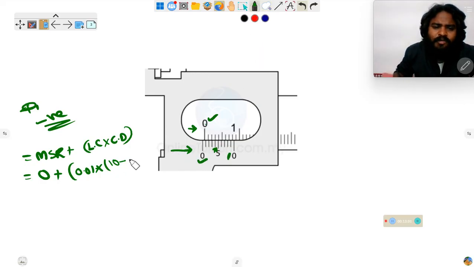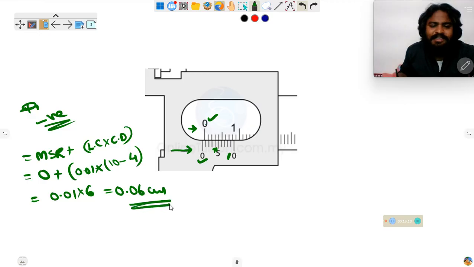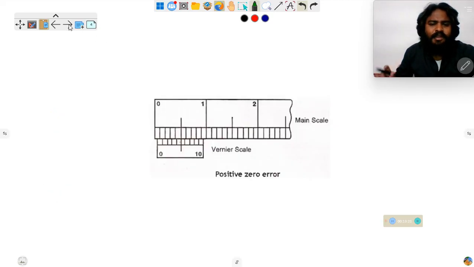So what you can do is write 10 minus 4, that is equal to 0.01 into 6. Then you get 0.06 centimeter. This is the error of this diagram. Hope it is very clear, right? Let's have one more example.